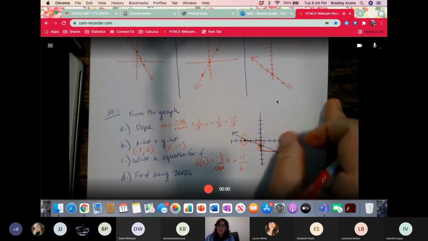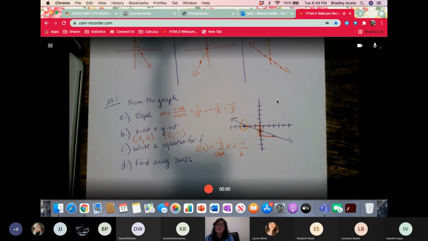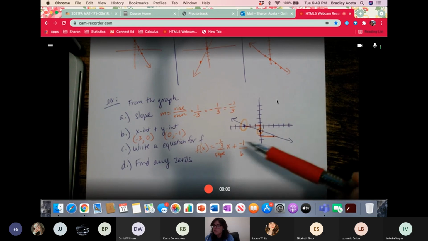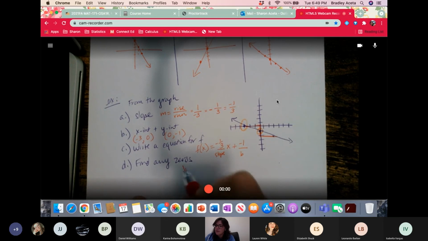And then last but not least, find any zeros. What is zeros again? What does that mean? It means x-intercepts. And we usually don't write the 0. We just write the x-intercept, what that was. And that was -3, 0. Don't write the 0. Just say the zero was -3.